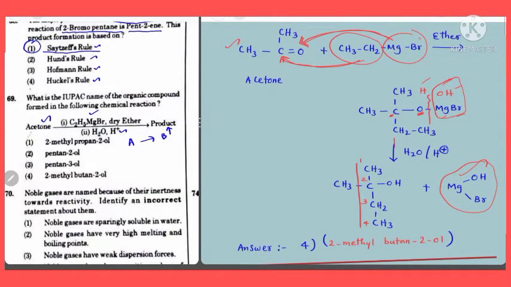Right, so the name of this alcohol: this is the longest carbon chain with 4 carbons, butane, with the OH group at the second carbon, butan-2-ol. At the same carbon there is a methyl group also, so 2-methylbutan-2-ol. That is the IUPAC name of the product we get in this reaction. So 2-methylbutan-2-ol is the right answer. Option 4 is the correct one.